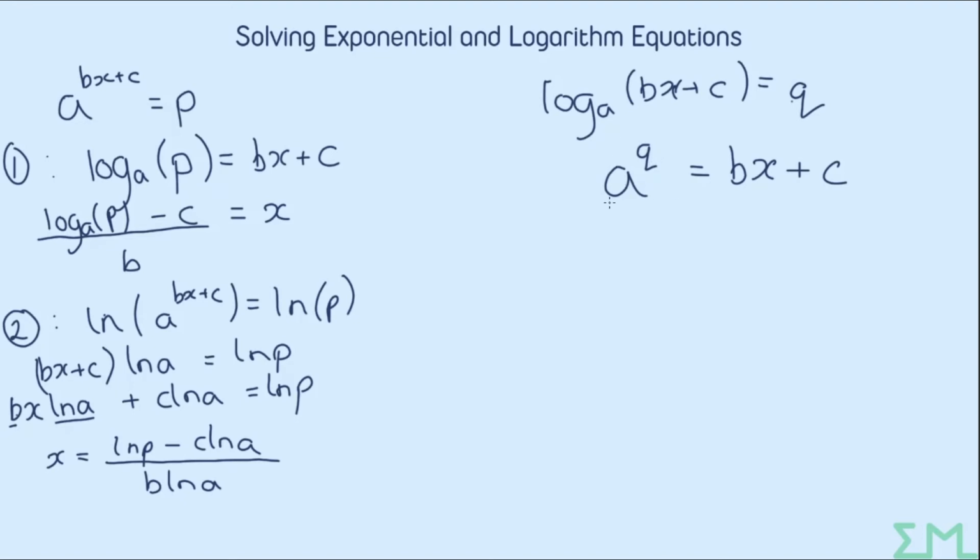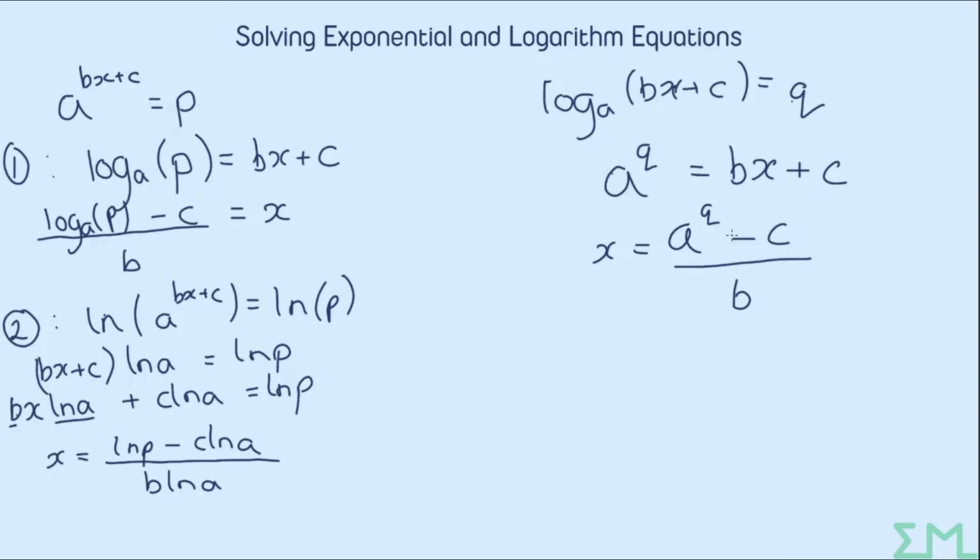Okay, so now a to the q is just a number, b is a number, c is a number, so I can just rearrange to make x the subject. So we are going to have a to the q minus c, all divided by b.